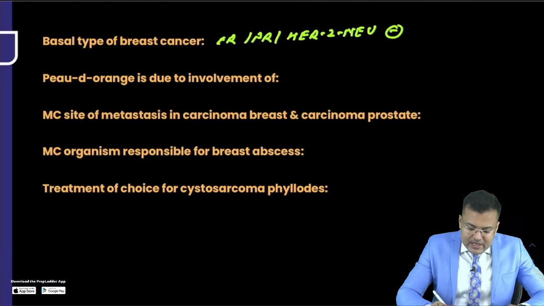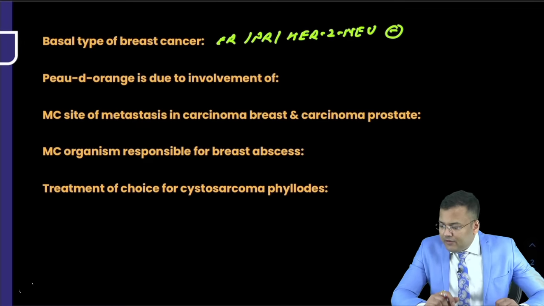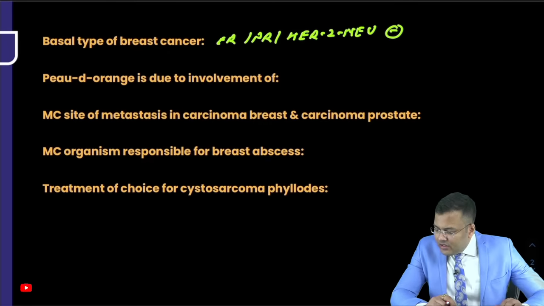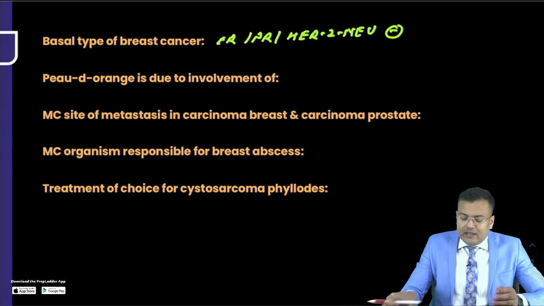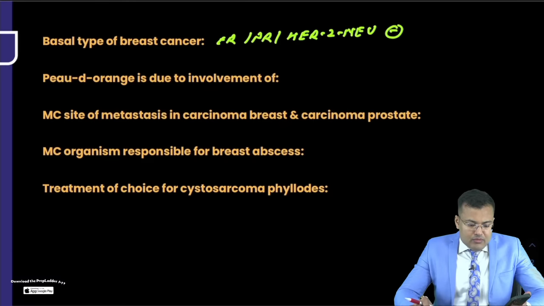Next question, tell me guys, peau d'orange is due to involvement of which structure? Peau d'orange is due to involvement of which structure? Priyanka Soni, Dr. S.G., Campylobacter, Murli Kannan, all of you are correct. Subdermal lymphatic, first person to reply, Priyanka Soni, Bhargavi, Jiten Yadav, Mohammed, Dr. Shubham Gupta, Aparna Keshri, Tony, Riju, Shubham, Avi Meena, all of you are correct.